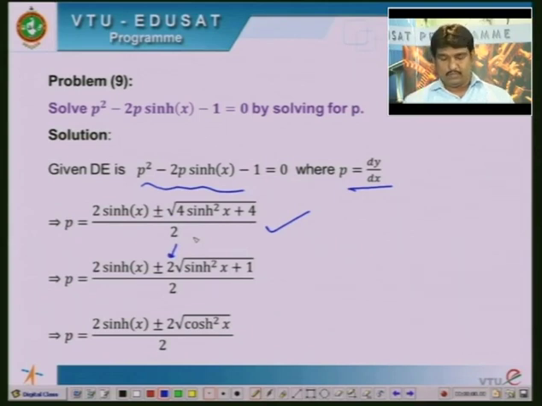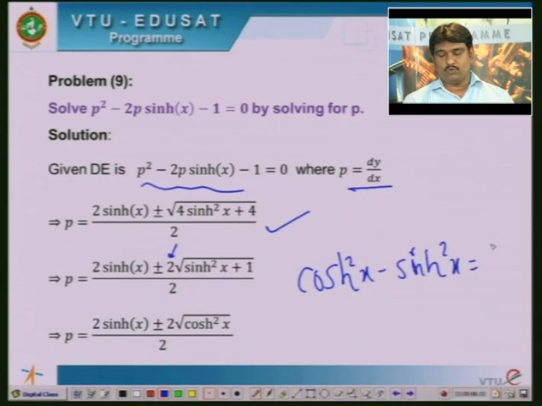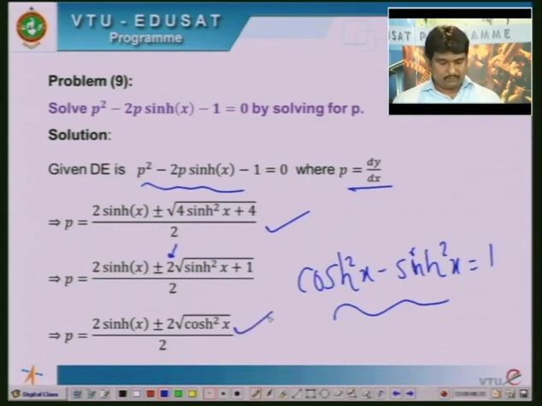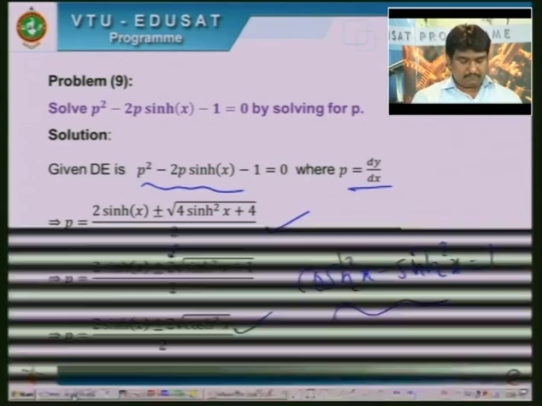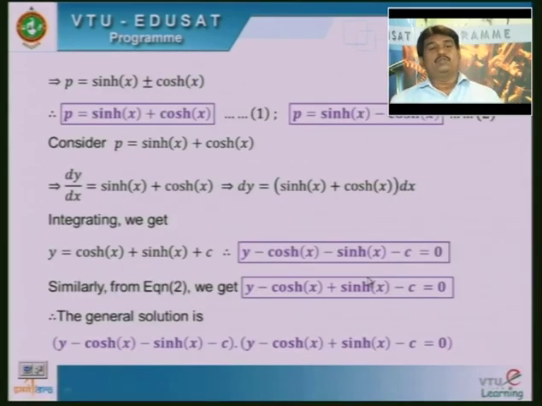You know that cos hyperbolic square x minus sine hyperbolic square x equals to 1. From this we get 1 plus sine hyperbolic square x as cos hyperbolic square x. You simplify this to get p as sine hyperbolic x plus or minus cos hyperbolic x. So the two possibilities are p equals to sine hyperbolic x plus cos hyperbolic x, and p equals to sine hyperbolic x minus cos hyperbolic x.